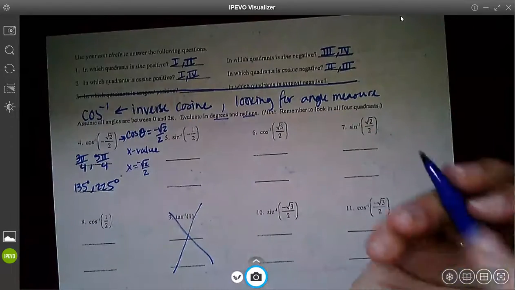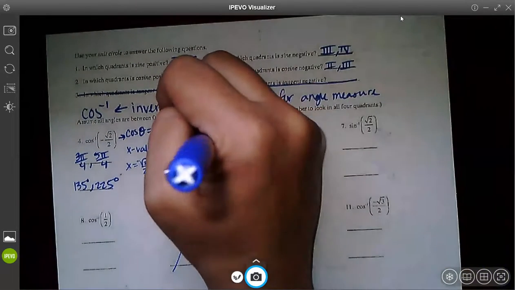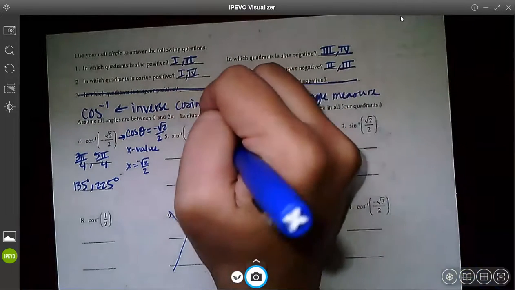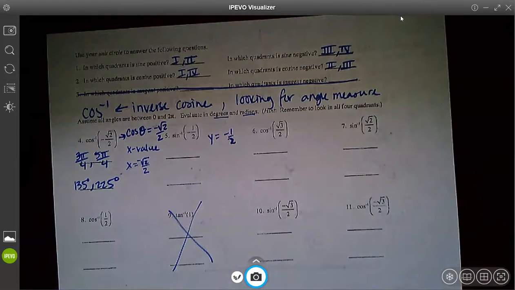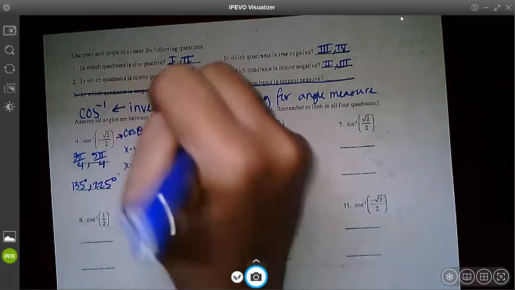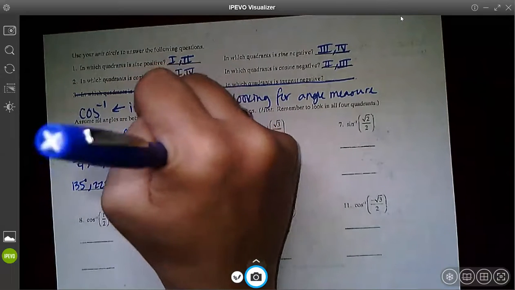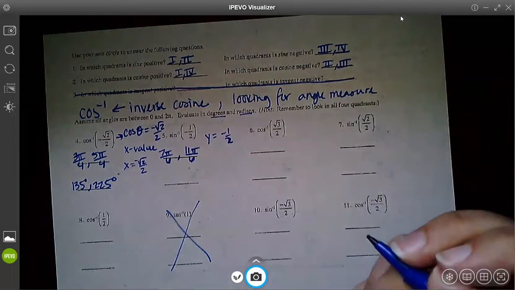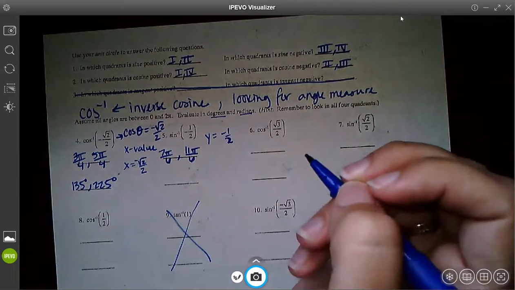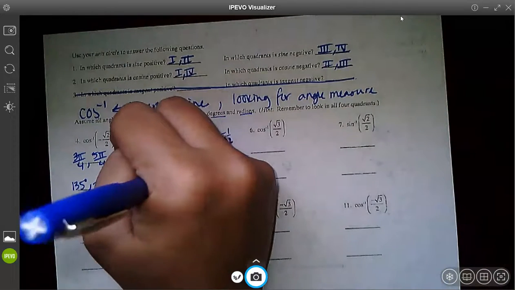Here, sine, we want our y value. So we want to know where y is equal to negative 1/2. Y is negative in quadrants 3 and 4, and it is negative 1/2 at 7 pi over 6 and at 11 pi over 6. Please reference your unit circle from yesterday to find these values. And those angle measures are 210 and 330.